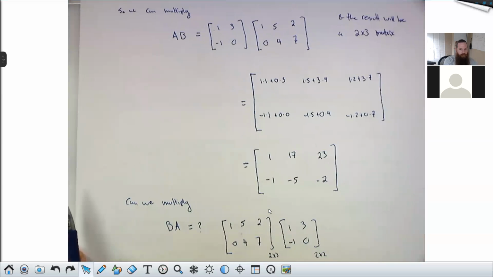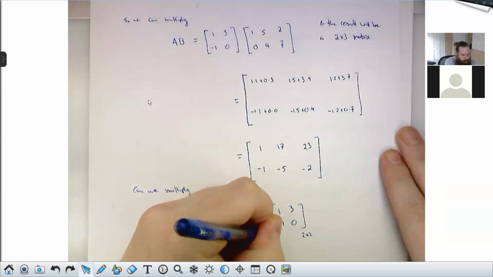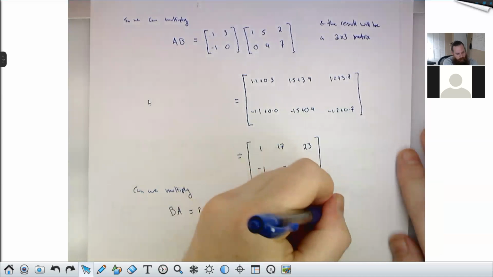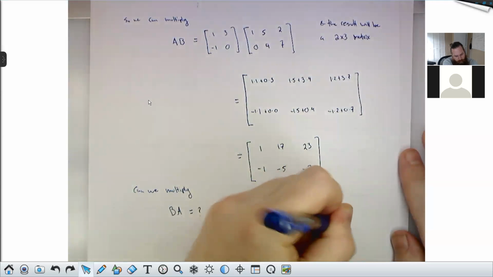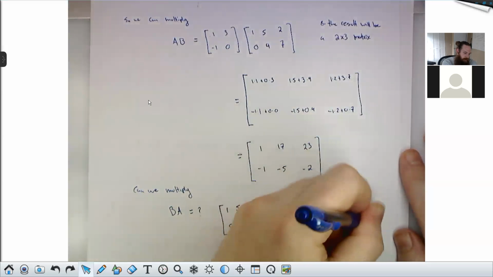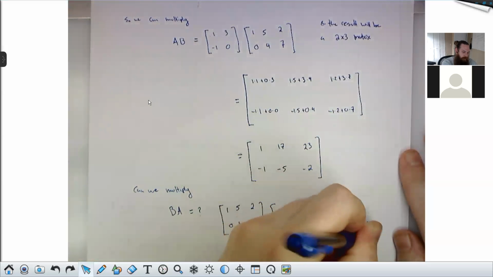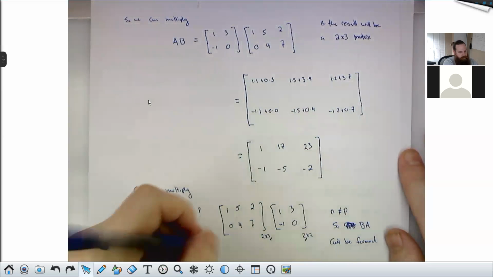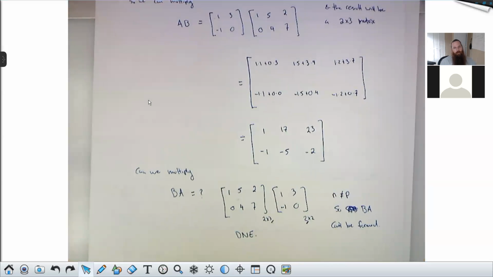So I can multiply A times B. Can I multiply them in the other order? Does B times A even exist? No, because these inner numbers don't match. N is not equal to p, so A times B, or sorry, B times A can't be formed. This does not exist. No such thing.